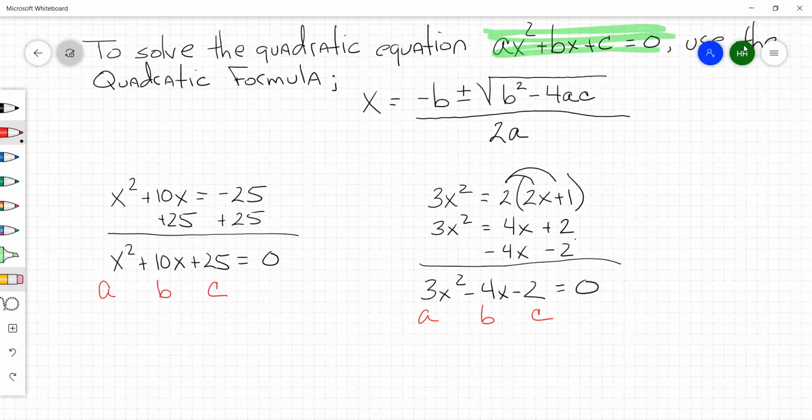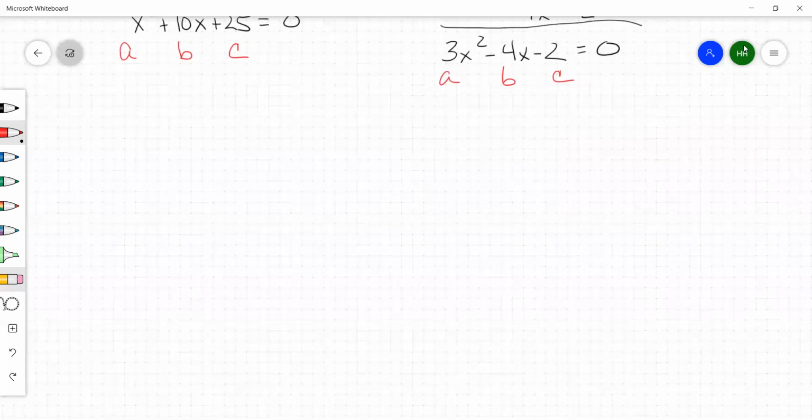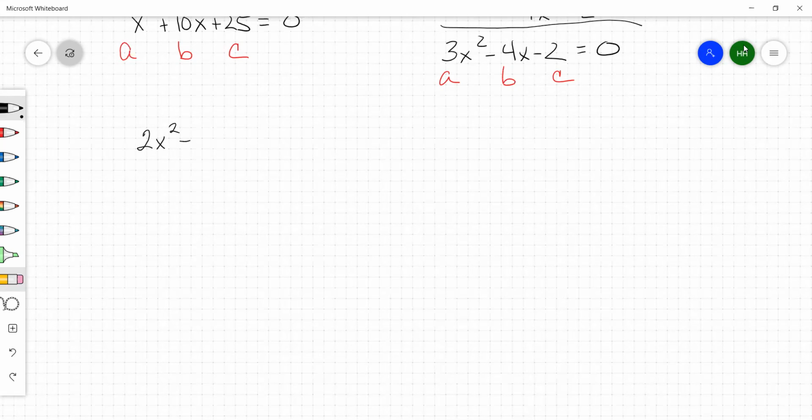Okay? So let's do one of these problems using the quadratic formula to solve for x. And we've got 2x squared minus x is equal to 4. So if you take this equation and you subtract 4 from each side right away, then 2x squared minus x minus 4 is equal to 0.